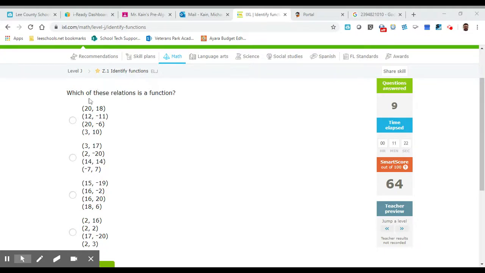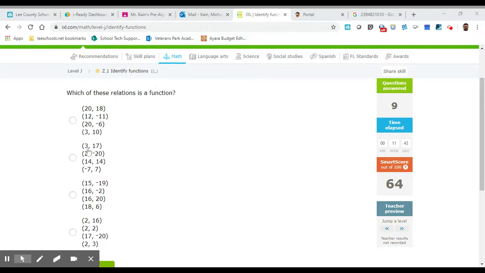is when every x only gives you one y value. So look at each one, and if an x is giving you more than one different y, then it's not a function. So 20, does it only give you 18? No. If you look down here, 20 gives you -6 as well. So this is not a function.